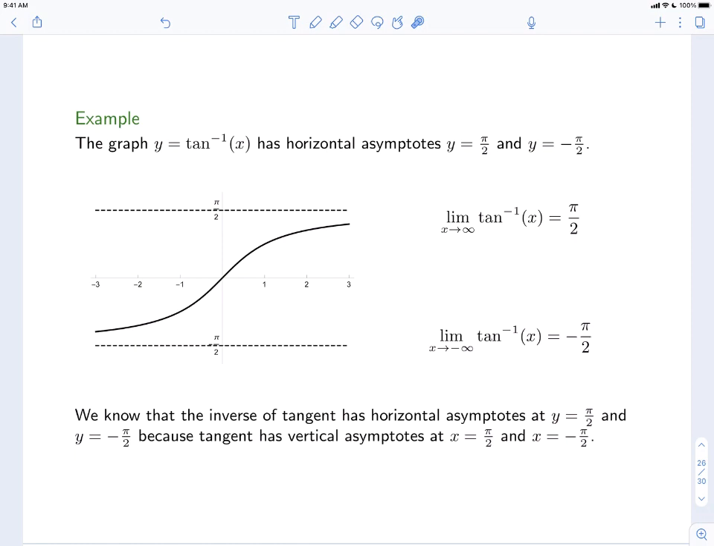It means that as your graph moves further to the right or to the left, the graph itself gets close to these horizontal lines. We know that the inverse of tangent has horizontal asymptotes at y equals pi over 2 and y equals minus pi over 2 because the graph of tangent has vertical asymptotes at x equals pi over 2 and x equals minus pi over 2. Remember that you obtain the graph of the inverse by reflecting through the line y equals x. So your vertical asymptotes become horizontal asymptotes.